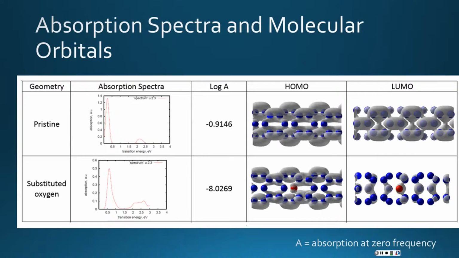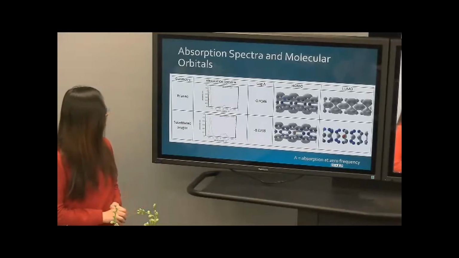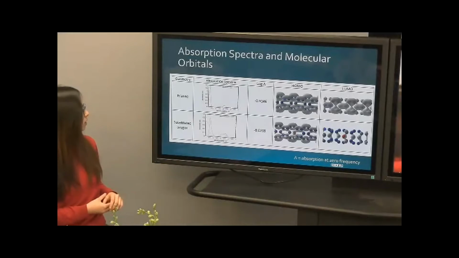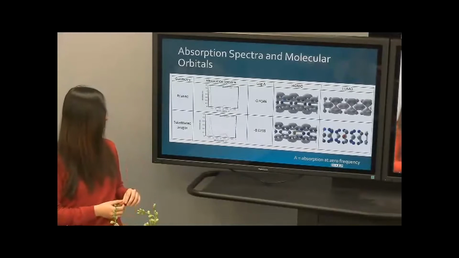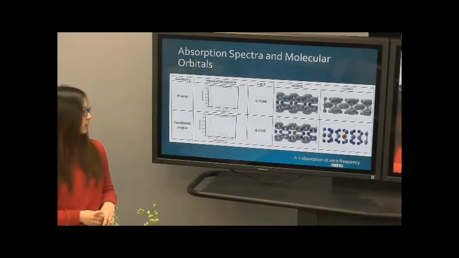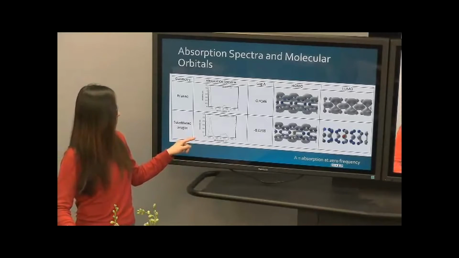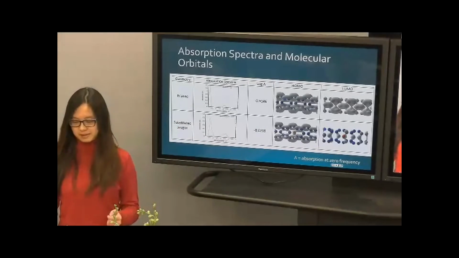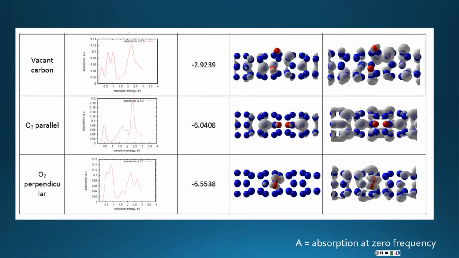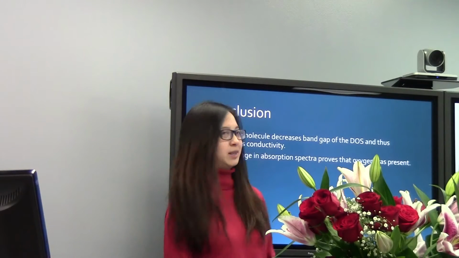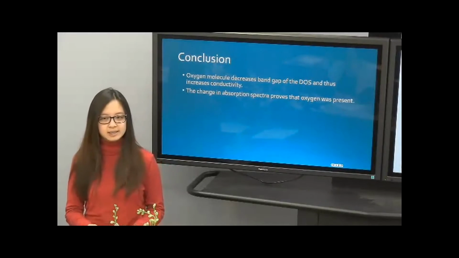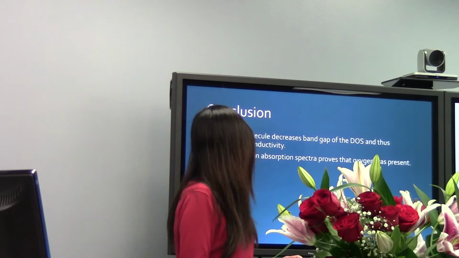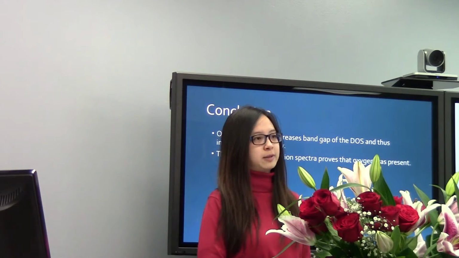And then when we look at the absorption spectra and the molecular orbitals, for the pristine structure we have the absorption spectra at 0 frequency, but for the other systems, they decrease significantly. The oxygen definitely decreases the band gap and thus increases the conductivity. The change in absorption spectra also proves that oxygen is present.